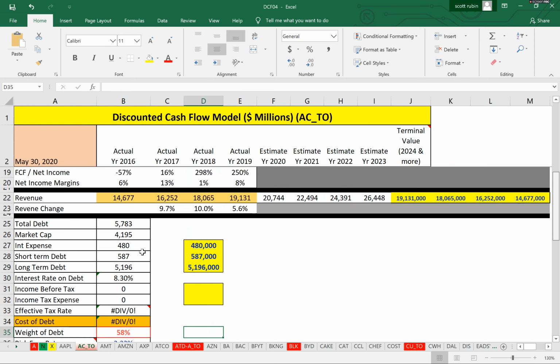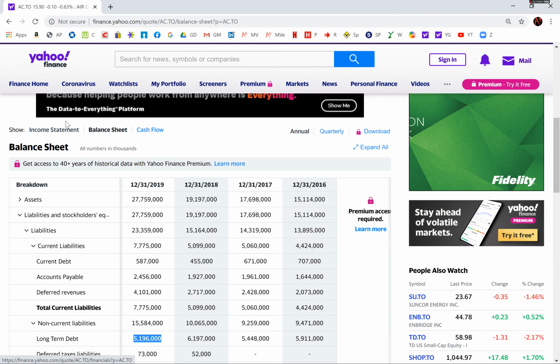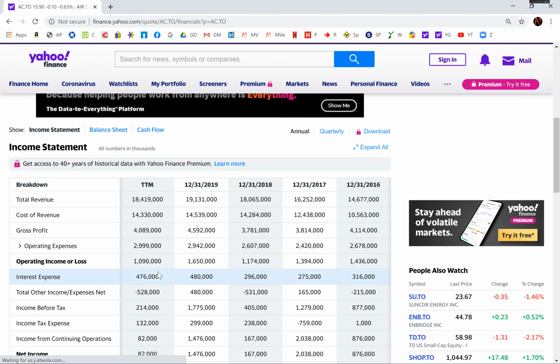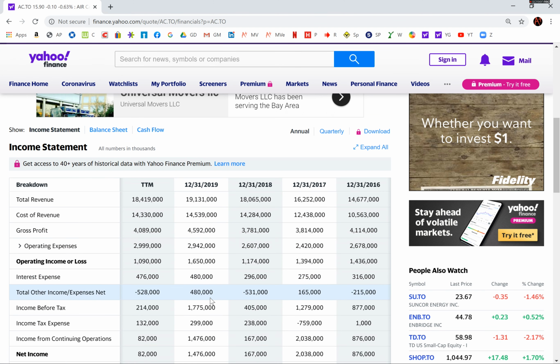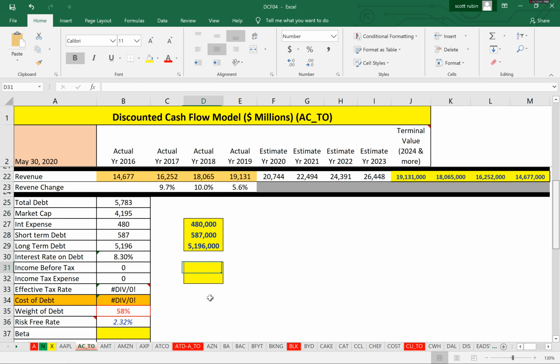So they have an interest rate. That's a big interest rate. Let me just make sure. Interest expense, it's all right. 8.3%. So they obviously aren't a good creditor. They're paying a really high interest rate.